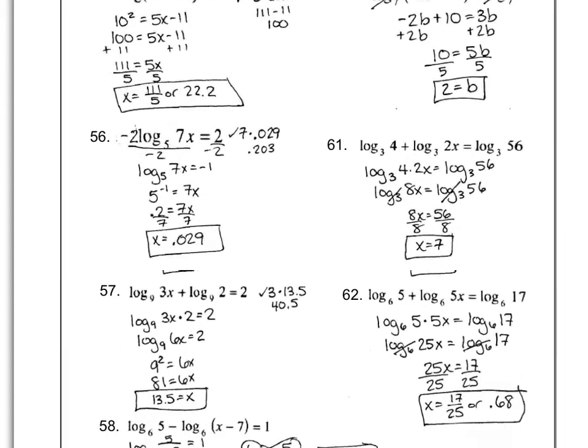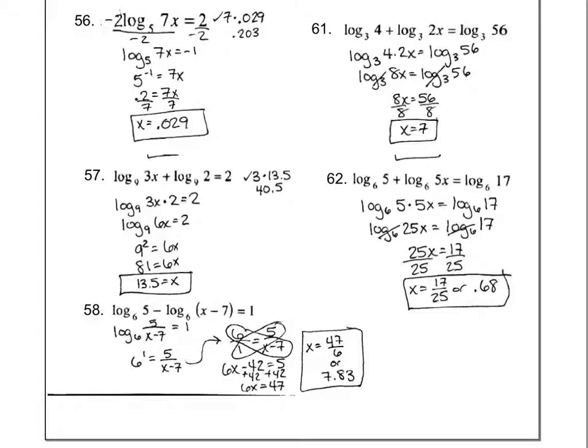Here are your last ones. 57 was like number 2, 58 was like number 2, and 62 was like a combination of 2 and 3. So go ahead, check through these for the answers. You'll notice on 58, when I got 6 to the first, or just 6 equals 5 over x minus 7, I set this up as a proportion, so I put the 6 as a fraction over 1, and then I cross multiplied in order to solve for x.